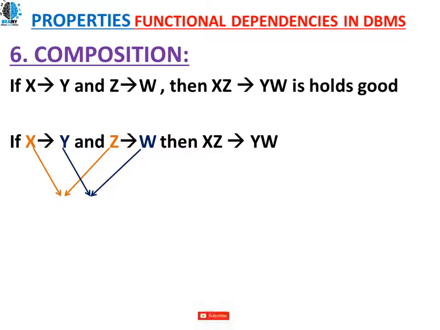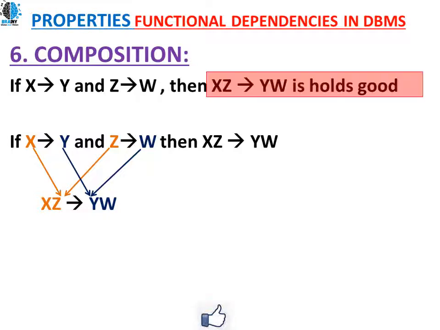I'm going to combine the attributes of left hand side on left hand side, and the attributes of right hand side on right hand side. So XZ I'm going to take on the left hand side, YW on the right hand side. So it means that YW depends on XZ. So this type of composition should be there. If it exists, then it holds good. So this is one type of property of our functional dependencies. So this also holds good.